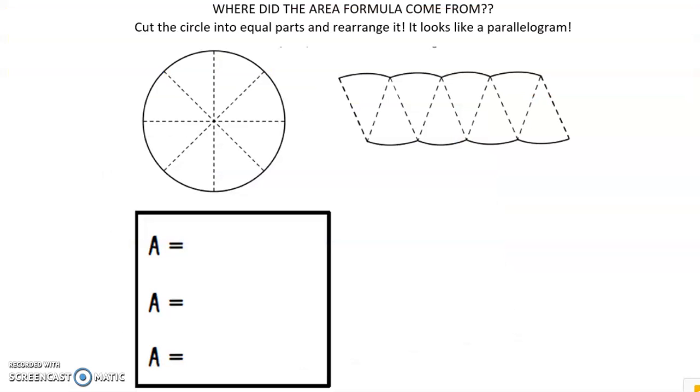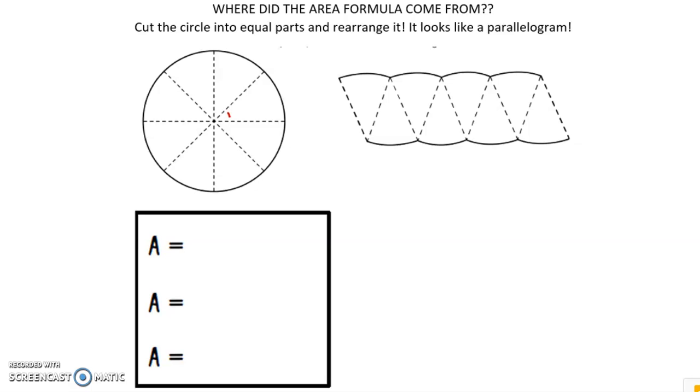So area is how much something covers, right? The amount of square units that something covers. So how did we get the formula that we're going to be using today? If we take a circle and cut it into equal parts and rearrange it, it looks like a parallelogram, right? And so let's label what we see between the circle and the parallelogram.